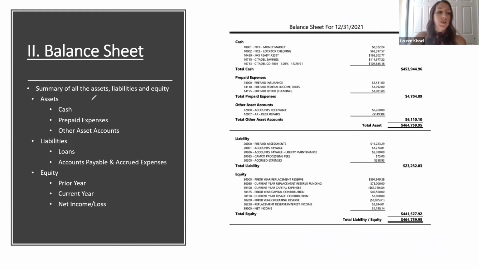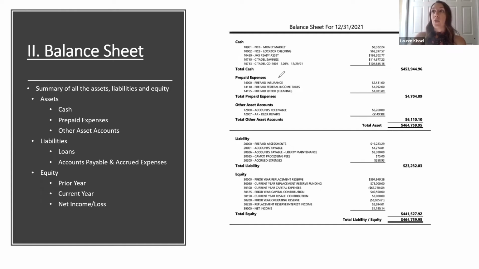All right, next is our balance sheet. So the balance sheet reiterates a lot of the information that you saw on the narrative, but it breaks it down into assets, liabilities, and equities. So your assets are cash. So again, this is a summary of the different bank accounts you have.